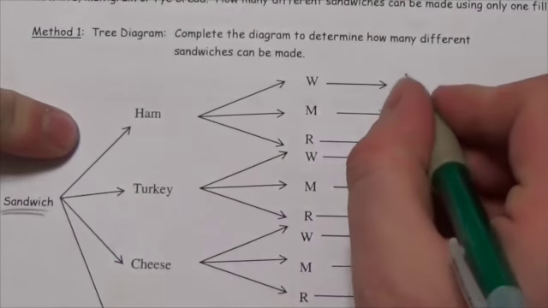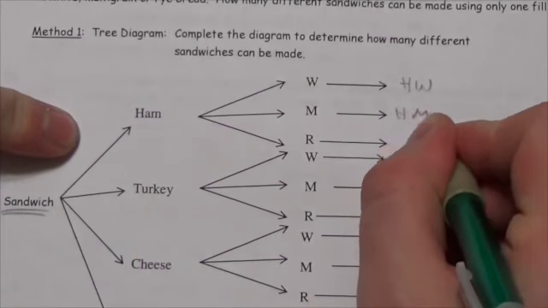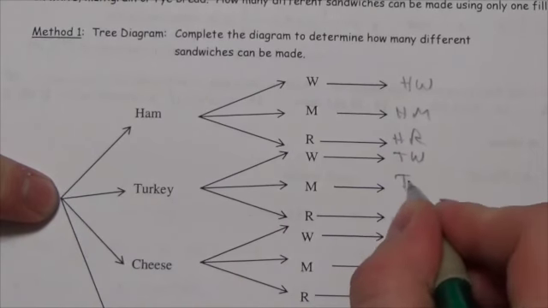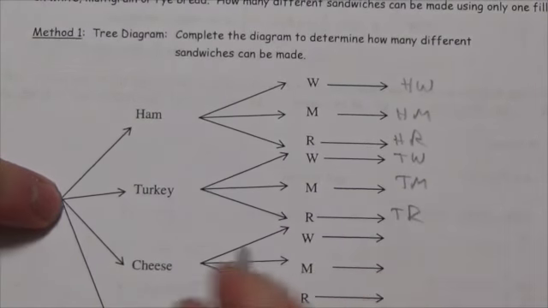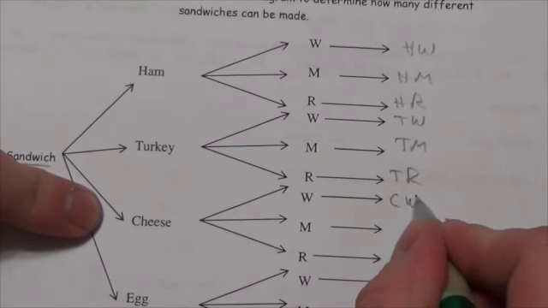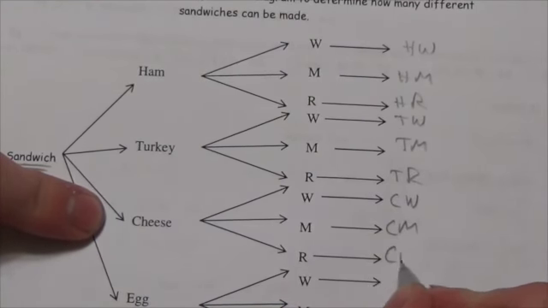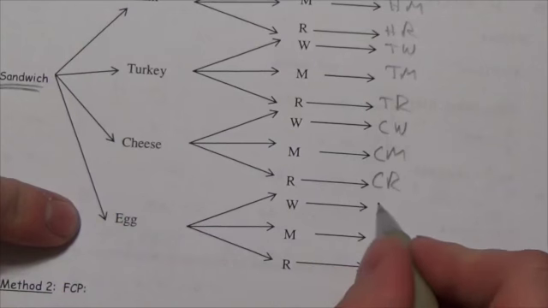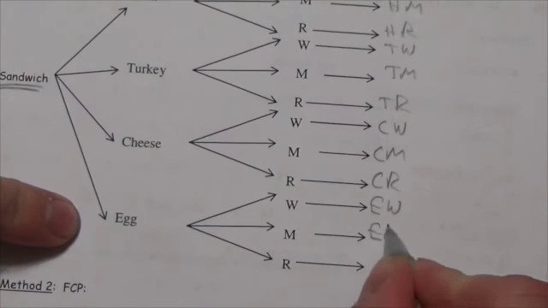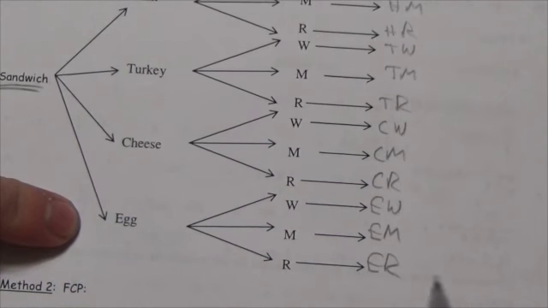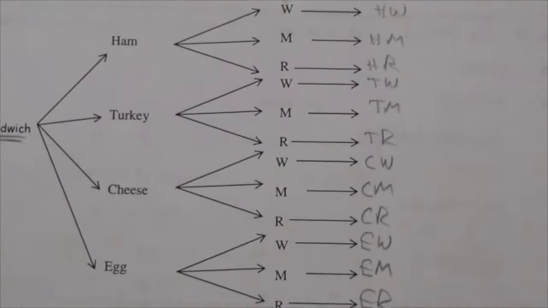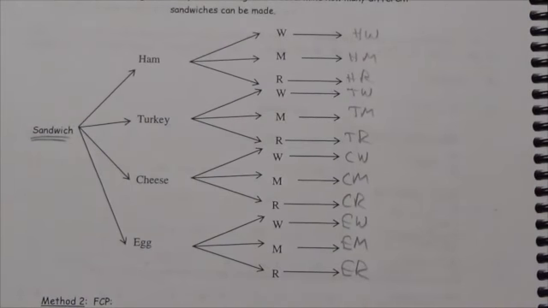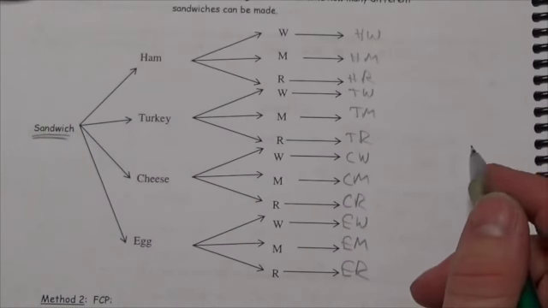So here are the types of sandwiches we could make. We could have a ham on white, a ham on multigrain, and a ham on rye. We could have a turkey on white, a turkey on multigrain, a turkey on rye. We could have a cheese on white, a cheese on multigrain, a cheese on rye. And finally, down here, our last choice, an egg on white, an egg on multigrain, an egg on rye. Now, we have just listed all of the different possible choices that you could make. There are no other options at this particular cafeteria.